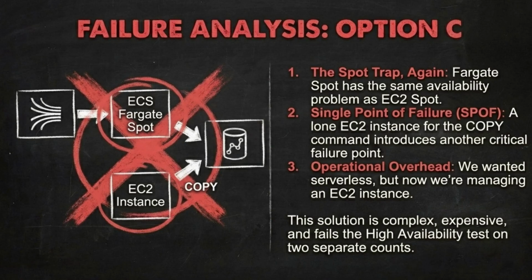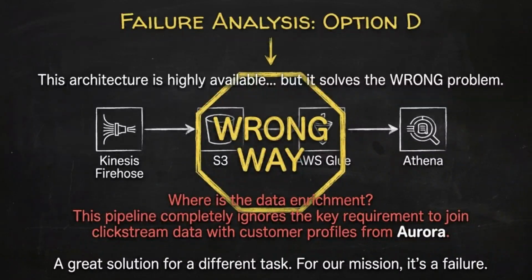To execute the copy command to Redshift, they use a separate EC2 instance. So we end up with an additional server that needs to be configured, an additional point of failure, additional operational costs. We wanted a serverless solution, but we got a hybrid that requires infrastructure management. And most importantly, where's the high availability here? A single EC2 instance without redundancy is a single point of failure. Option C, rejected. Now the most interesting case, option D.